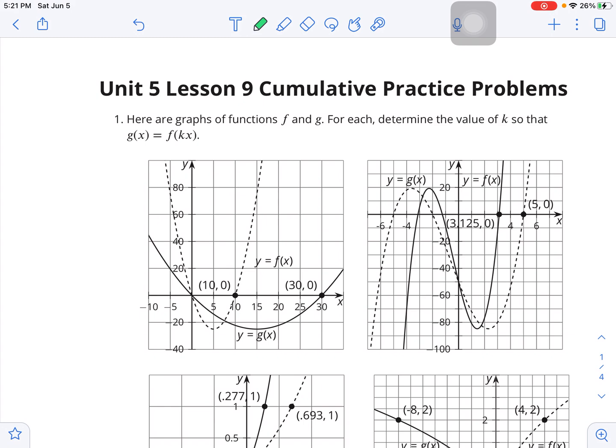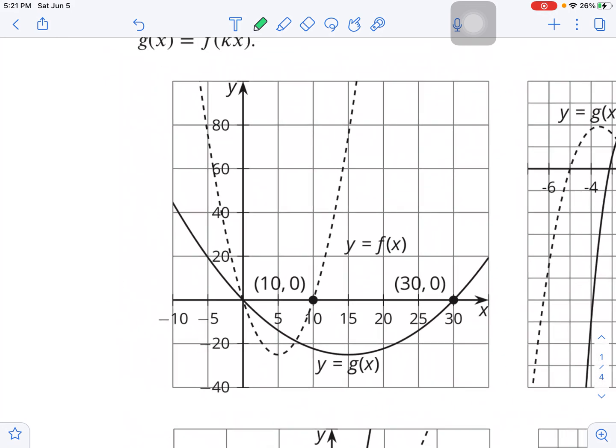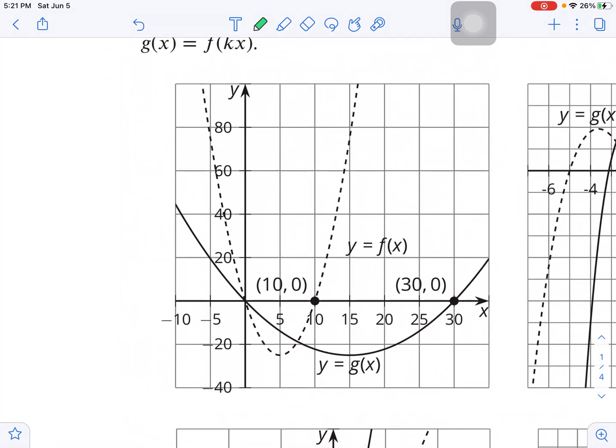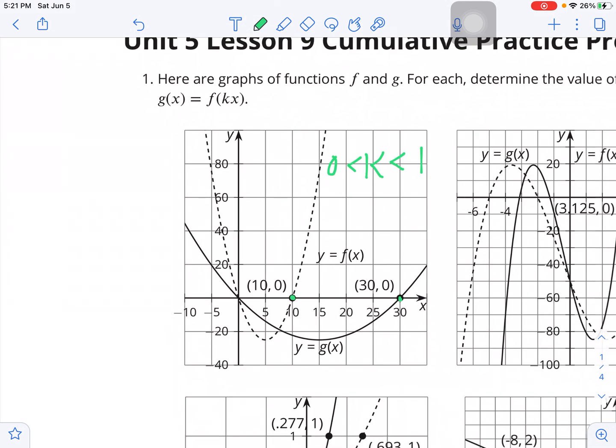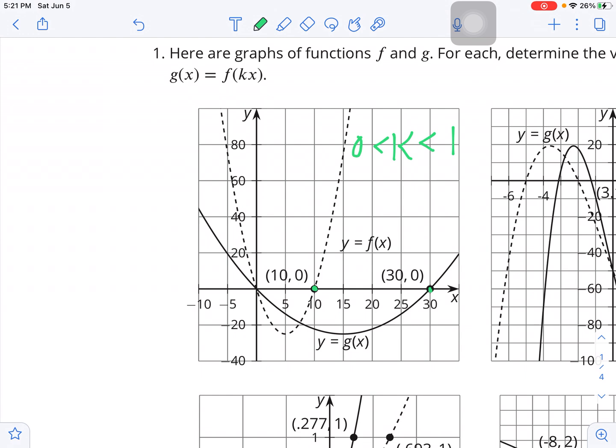So in the first one here, remember these are horizontal stretches and compressions, and so it looks like a horizontal stretch to me. Our y values, if we're comparing these 2 points, the y values stayed the same, but the g function is stretched out from 10 to 30. So we know that our scale factor is going to be between 0 and 1, since it's a stretch, it's a fractional scale factor. Kind of counterintuitive, as we discussed.